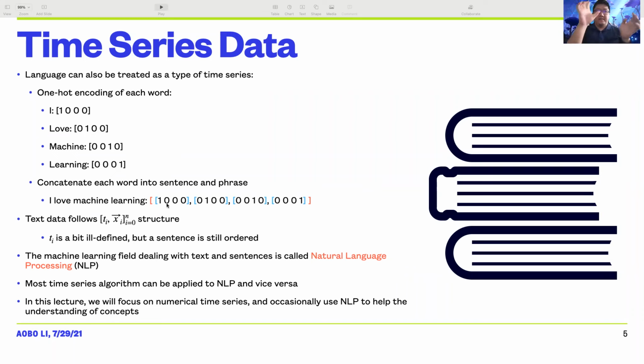And Ti, well, in this case, the time is a bit ill-defined, but it still makes sense because text is also ordered. The machine learning field that deals with text and sentences is called natural language processing. Most time series algorithms can also be applied to NLP and vice versa. In this lecture, we will focus on numerical time series, which is most related to germanium detectors, and we will only occasionally use NLP to help the understanding of concepts.